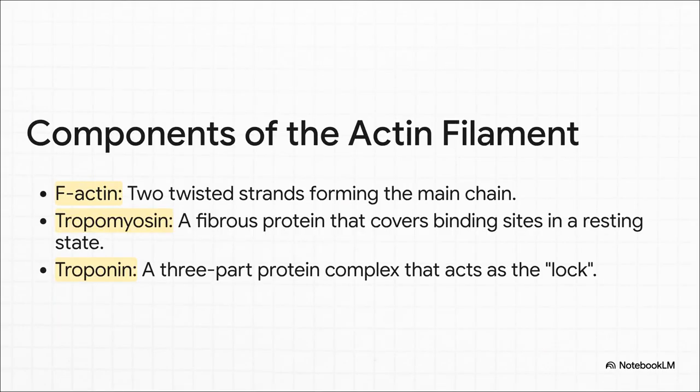But here's the thing. Actin isn't just one simple protein. It's really a team of three working together. You've got the main F-actin chain, which is the track itself. Then, wrapped around it, you have this other protein called tropomyosin. Think of tropomyosin as a guard, and its job is to block the spots where the motor wants to connect. And the final piece of the puzzle? That's troponin. Troponin is like the lock that tells the guard what to do.